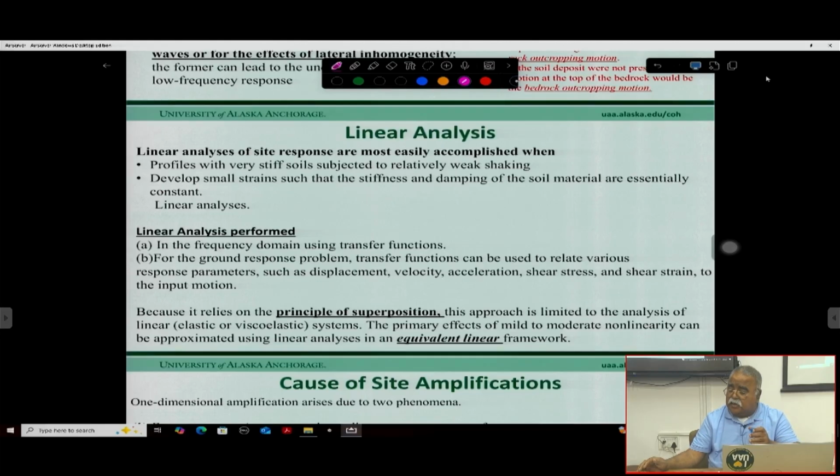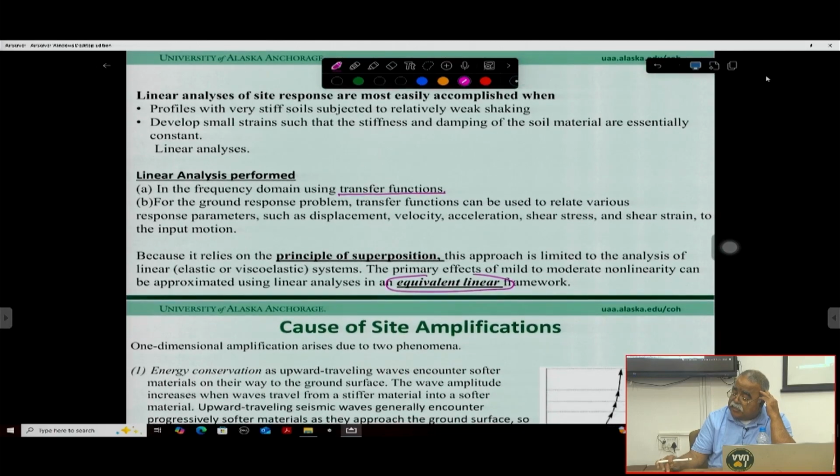It's an equivalent linear method, so the non-linearity is treated as weakly non-linear. We will be using this weakly non-linear method in the analysis, and we are trying to calculate the transfer functions of the material. This is what we call the equivalent linear method, and we will try to see this one.